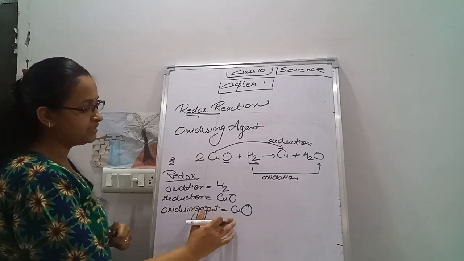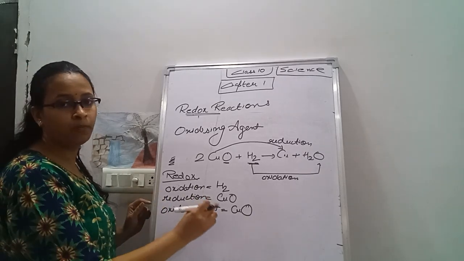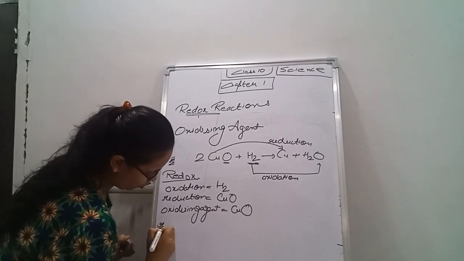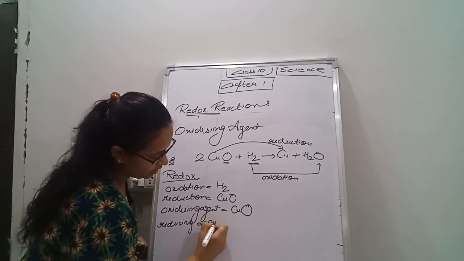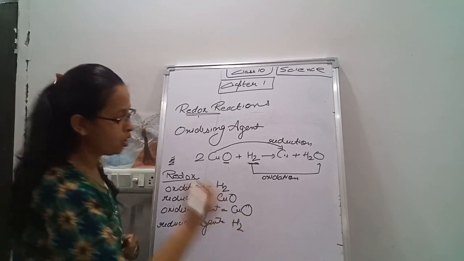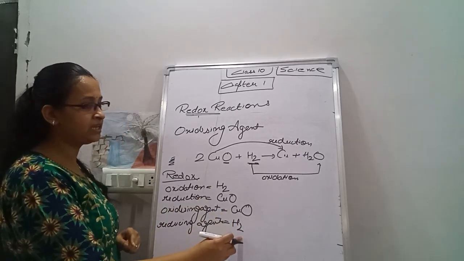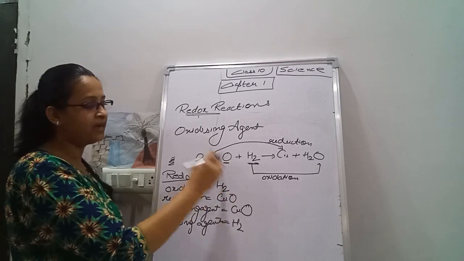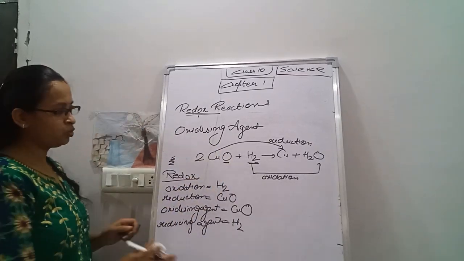Now why is it the oxidizing agent? Because it is helping in oxidizing the hydrogen while itself being reduced. Clear? Now what is the reducing agent? Reducing agent is hydrogen. Now why is it the reducing agent? Because it is the hydrogen which is taking this oxygen part, therefore copper is reduced. Now next question.